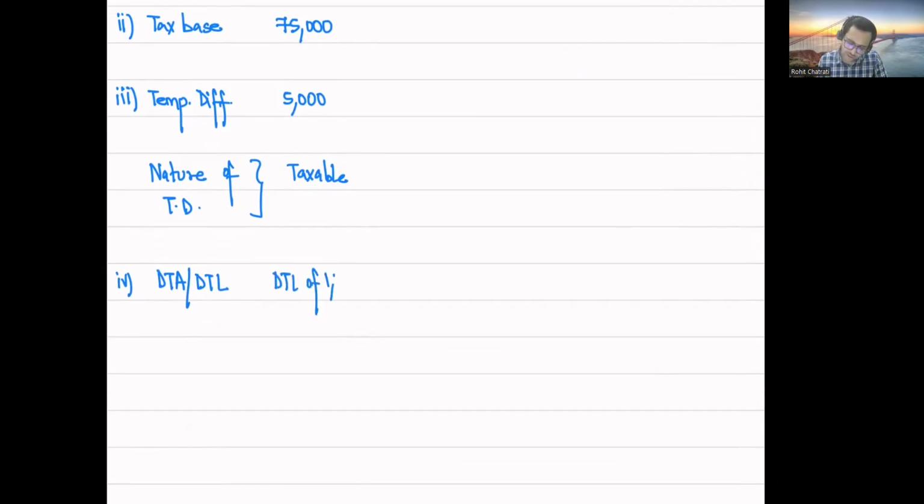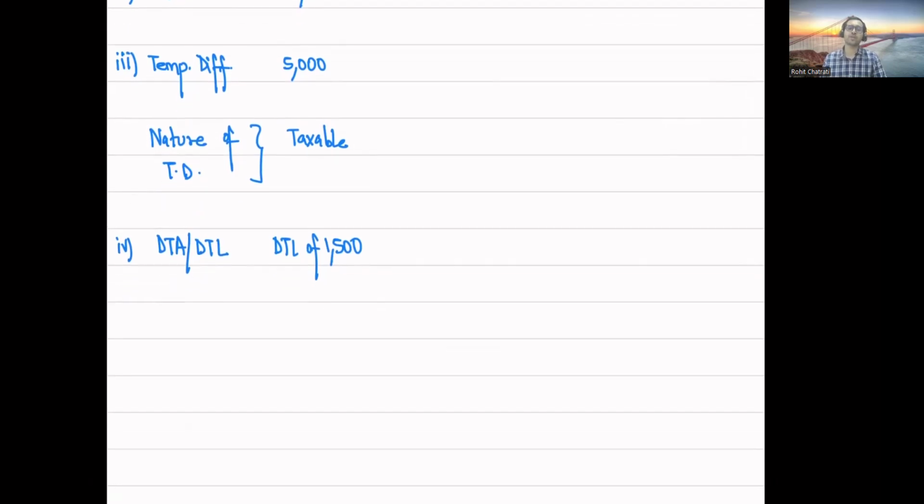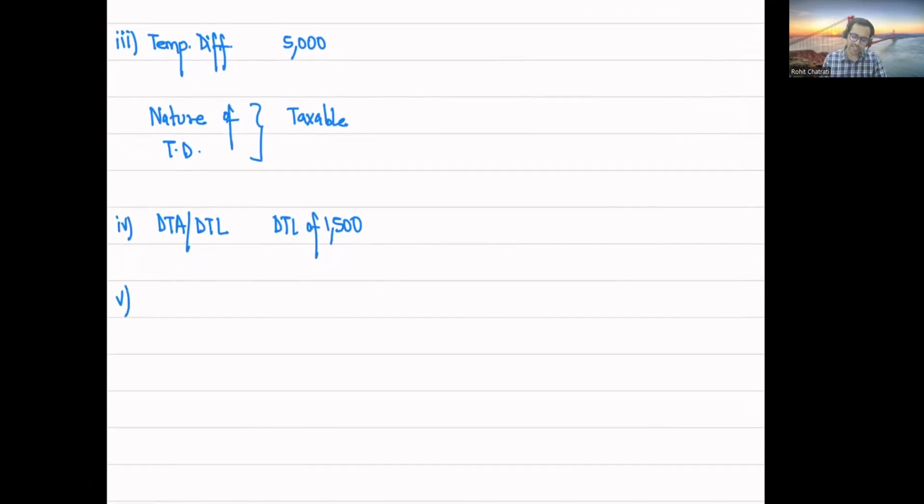DTL of 1,500. All right, so I have a DTL of 1,500. Step 5 is irrelevant for year 1. Change in DTA DTL will actually be the same. All right, the change is basically going to be 1,500 itself.